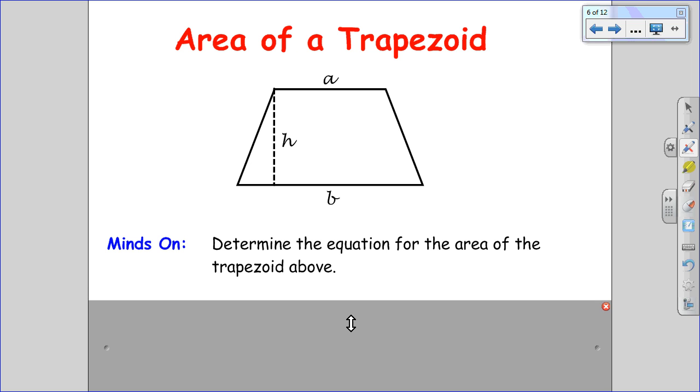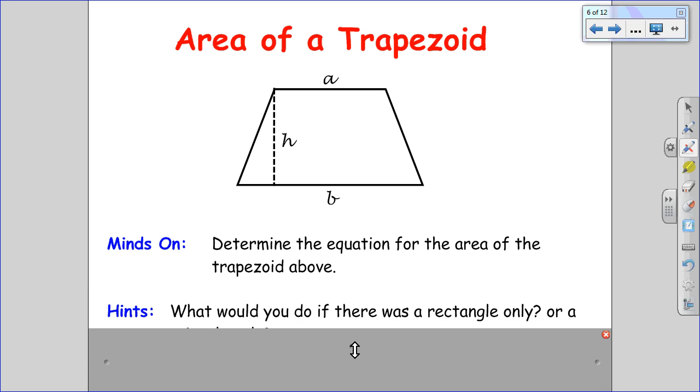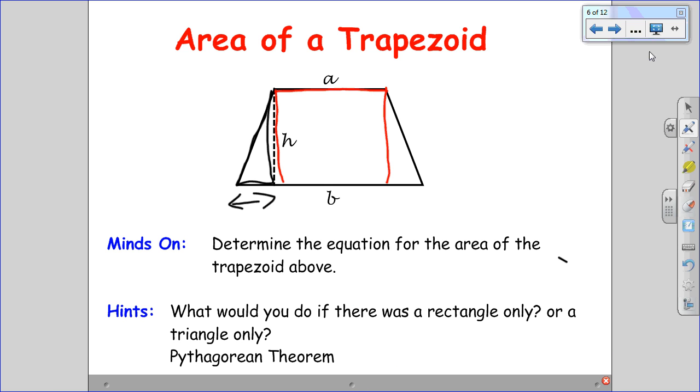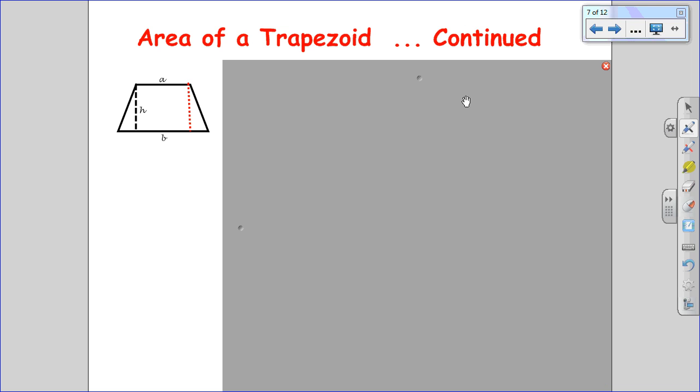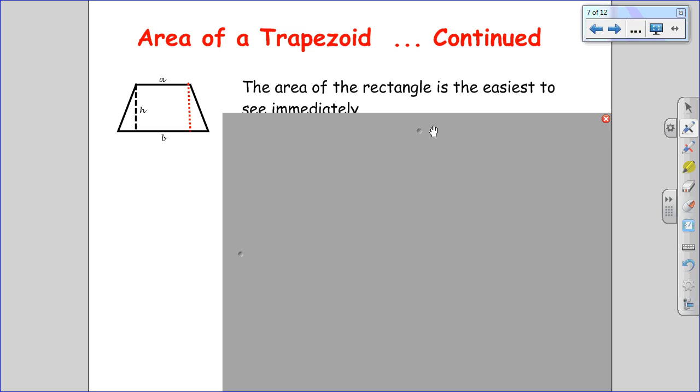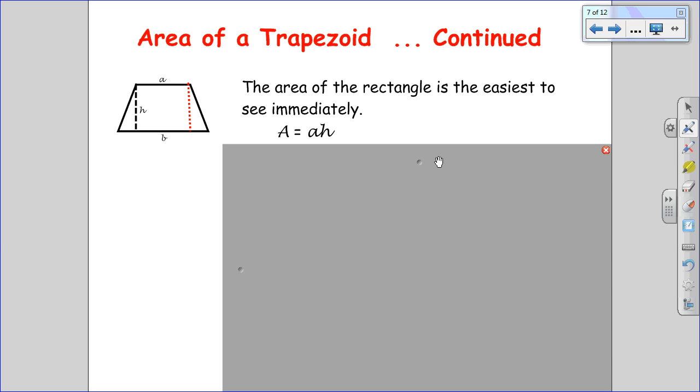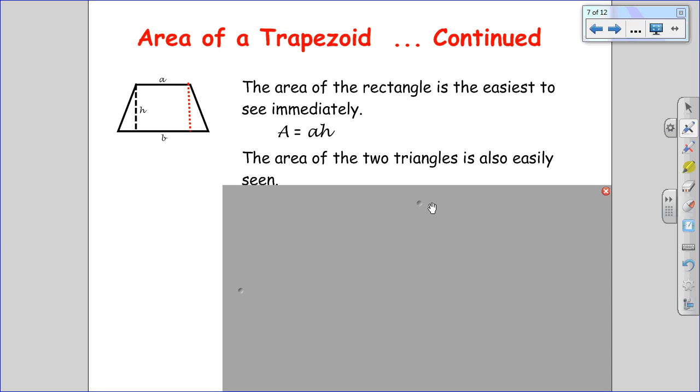How do we find the area of the trapezoid? If it was a rectangle, I do the base. If I created this rectangle, I would have the base, which in this case would be A, times the height. If I'm just looking at a triangle, like right here, I've got base times the height, but I don't have the base. I've used Pythagorean theorem in the past to help me find base, but I don't know this side length here, so I can't use Pythagorean theorem. So the rectangle is easiest to find the area of. It's the area of the base times the height, or AH.